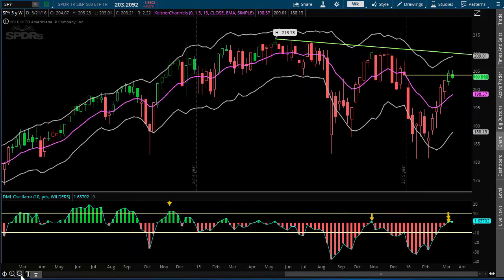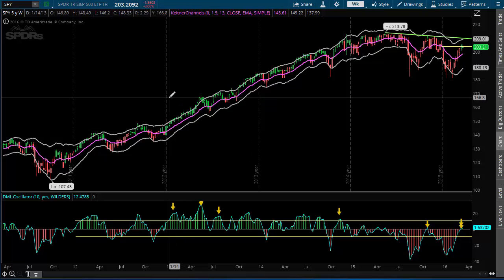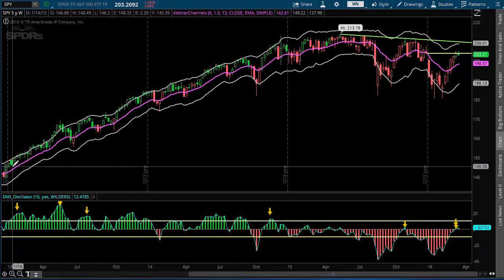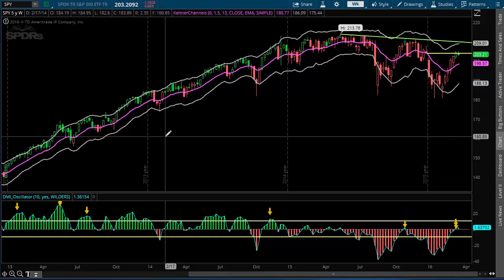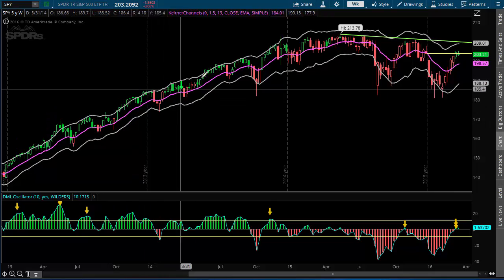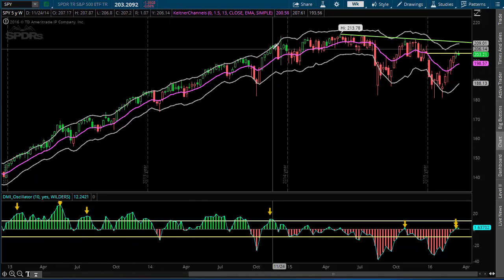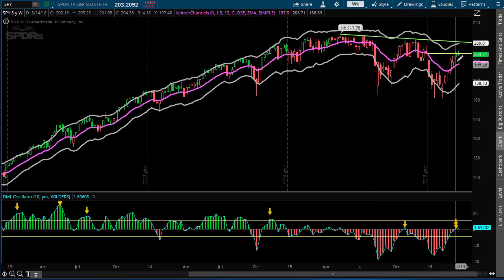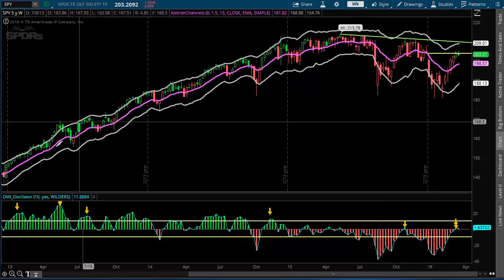But again, let's go back to the oscillator, and I just want to go back to basically 2013. First, I just want to look at the chart itself. This is 2013, 2014. We had 2 years up here, right? And then 2015 was pretty choppy, and obviously 2016 is pretty choppy as well.